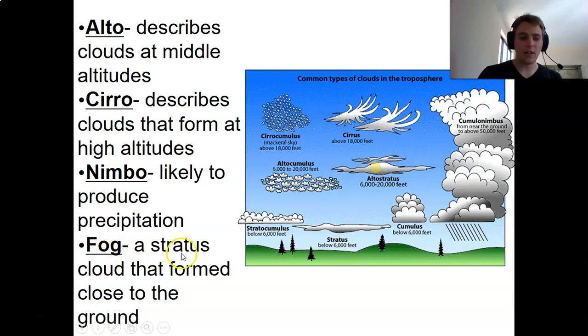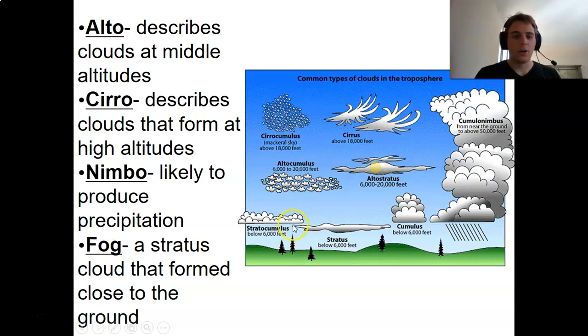Okay, and then fog is a stratus cloud that formed close to the ground. This isn't a prefix or anything. This is just fog. What is fog? Fog is a stratus cloud that is formed very close to the ground, to the point that we can walk around in it or it's literally on the surface.